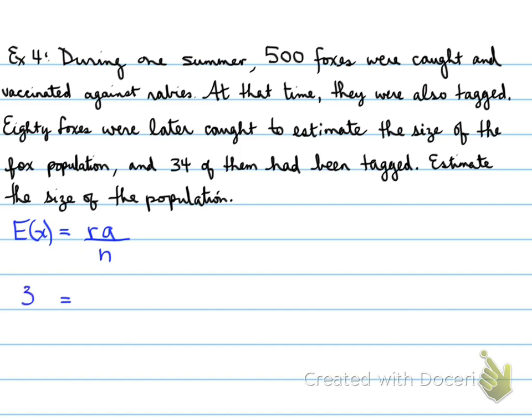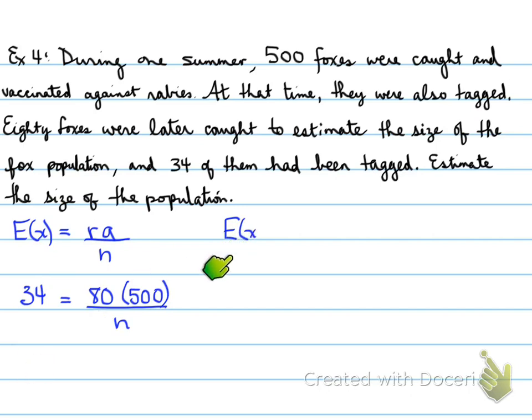The expected value that we got was, sorry, not 54, 34, because 34 of the ones that we caught were tagged. Now let's look over here. On this side, we have RA over N. R is how many were actually caught, that's 80, times 500, because there are 500 foxes that were tagged, over N. Now, this may confuse a lot of you, and how did I get those values?